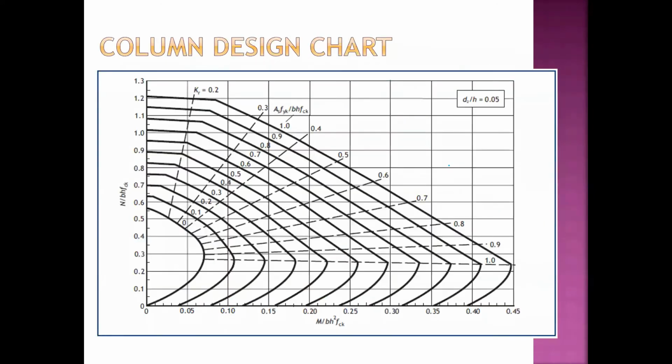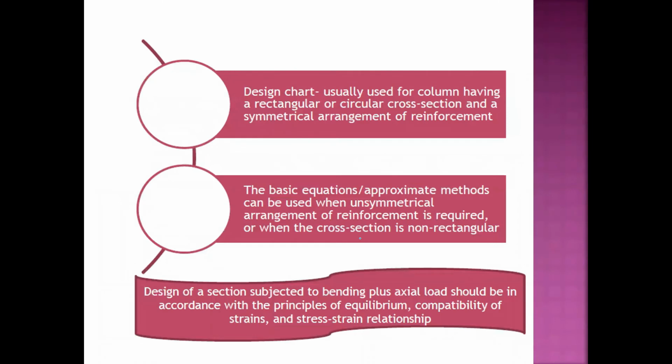And this is the column design chart, on how to determine the value of As fyk over b h fck. We determine the value from this chart. I will show you later during the tutorial. The design chart is usually used for columns having rectangular or circular cross sections and a symmetrical arrangement of reinforcement. For unsymmetrical arrangements, the basic equations can be used.